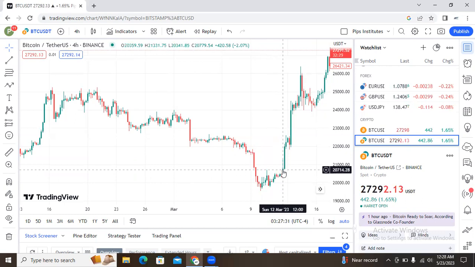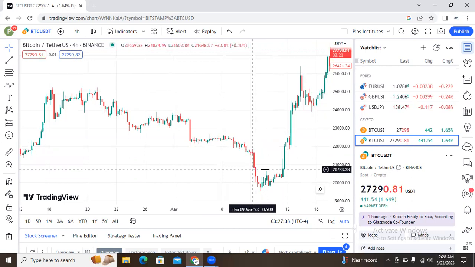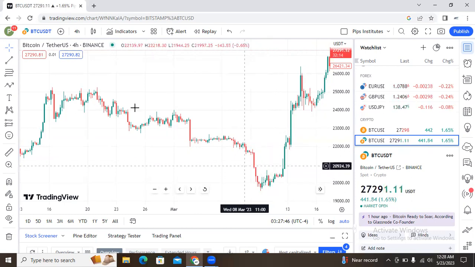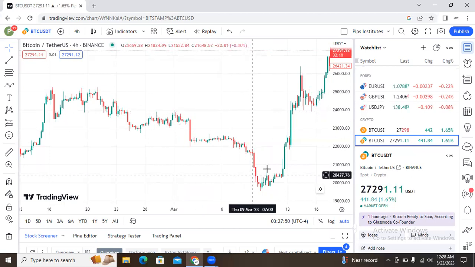To an inducement block. Okay. So we expect the market to, if you go one time frame lower, you are going to see this level be mitigated. It's going to mitigate. If you go one hour time frame lower, you're going to see this market being mitigated.